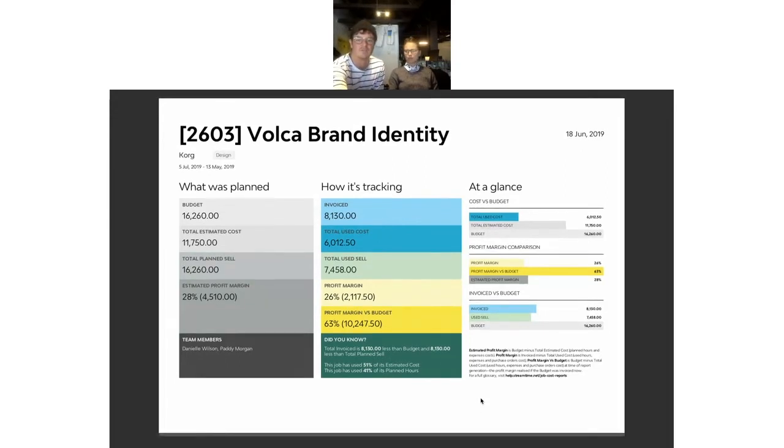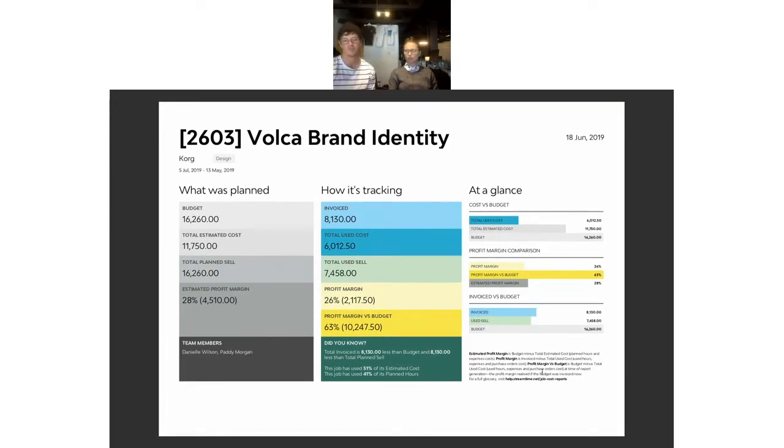The profit margin comparison shows us the profit margin versus the budget, and the estimated profit margin. And again, that invoiced amount versus the budget shows us the invoiced amount, the total used sell, and that total budgeted amount too. So that budget will always act as a bit of a guide, and the two above it should be stacking up towards that budget.